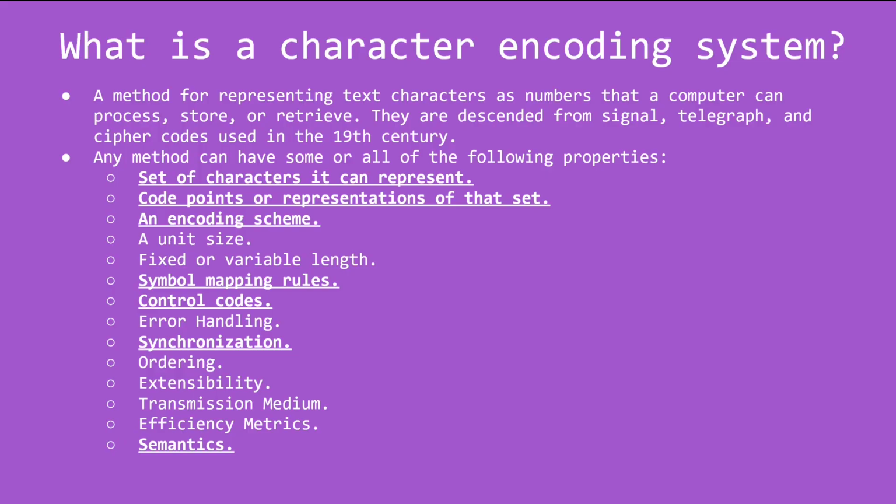But there were certainly older systems before computers that did have them. Probably need a way to synchronize as well so that two devices understand this is part of this message, this is part of that. That can be done with control codes. And then semantics. I mean, things have to have meaning.